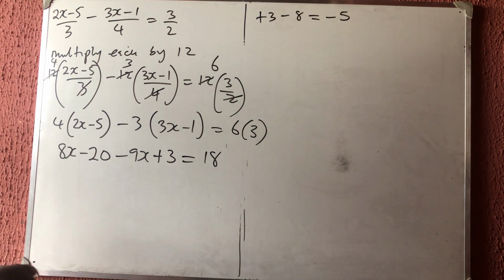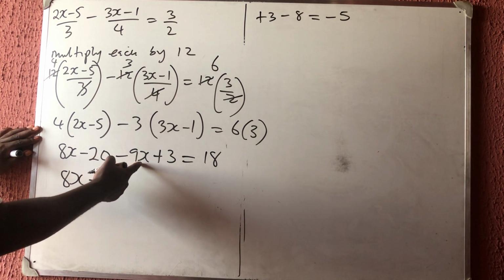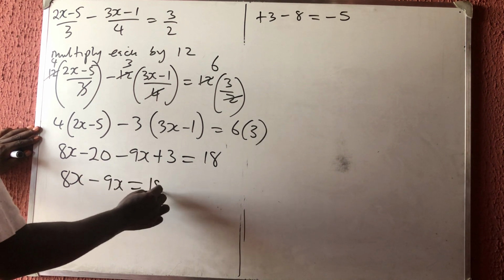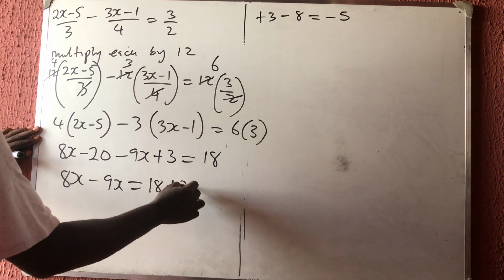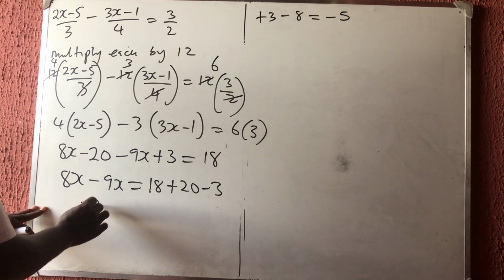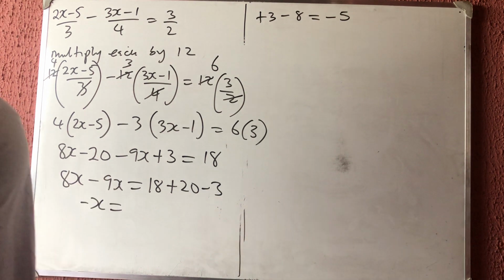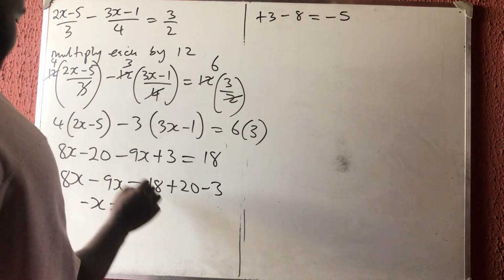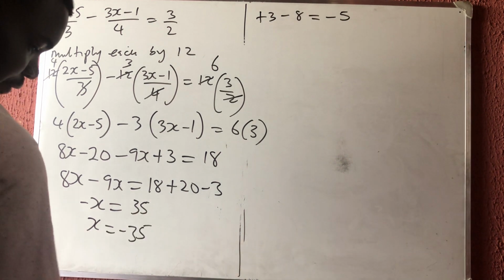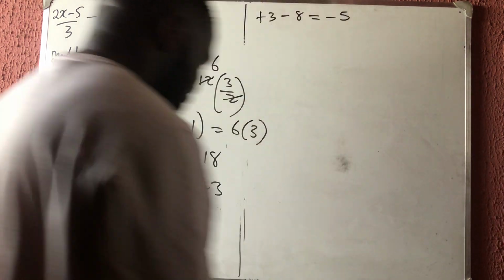So let us collect like terms. I have 8x minus 9x. This 9x did not cross anywhere, there is no crossing, so I just brought it down, is equal to 18 is here. This one crosses, I have plus 20. This one crosses, I have minus 3. So these two will give you minus x is equal to 35. So just give this person the minus, my x becomes minus 35. Very, very simple.